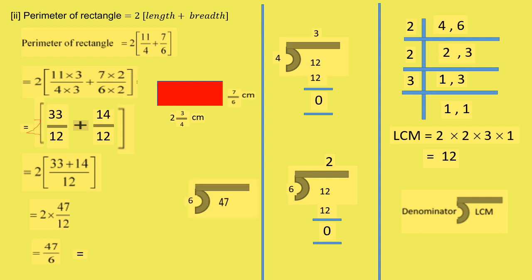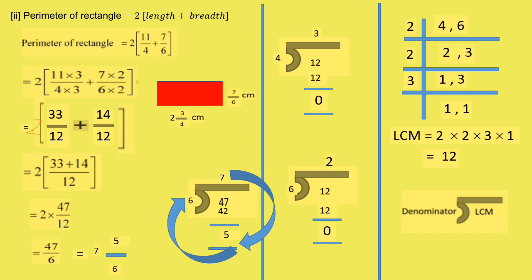47 inside, 6 outside. 6 7s are 42. Now subtract. I got 5 as remainder. First I will write 7, then 5, then 6. And the unit. Unit is a must for all these types of questions.